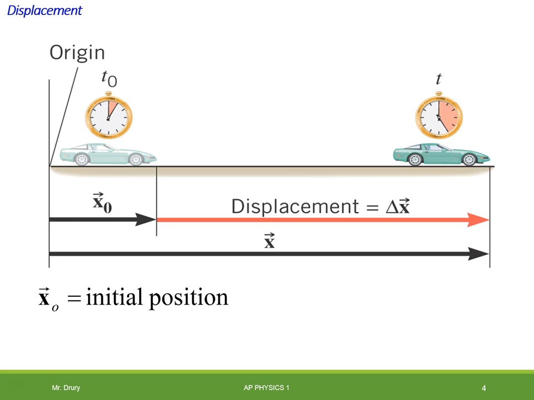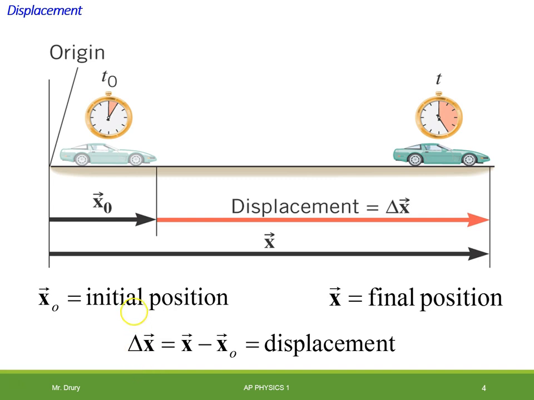To find out displacement, you would take your initial position. For example, in this case, you started right here. Your final position, and you would subtract those two to find out your displacement. In other words, displacement is equal to your final position minus your initial position. So let's give an example of this.